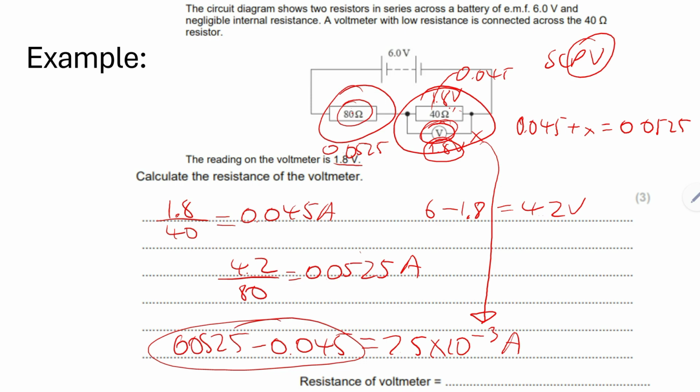All you need to do is just rearrange V equals IR to give us R. So V over I equals R. And we just sub the values in. And that will equal 240 ohms. And there you have it.